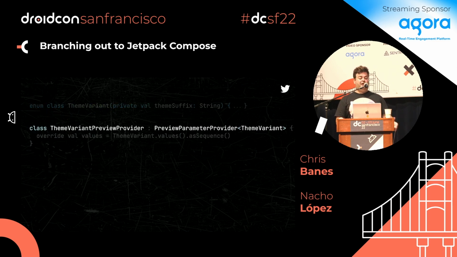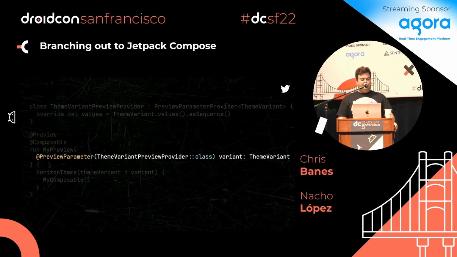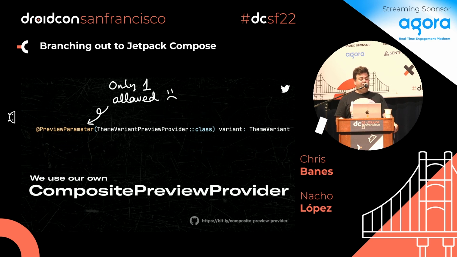And the thing is, we have the preview parameter providers for those. They are quite handy. And creating one of those, for things like this enum I was showing before, is super simple. It's a one-liner. So you would inject that in a parameter in your composable, and it would just work. But the thing is, only one is allowed at the same time. So we created our own composite preview provider. There's a gist there if you are curious.